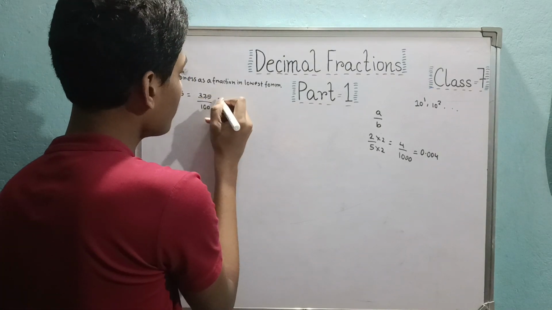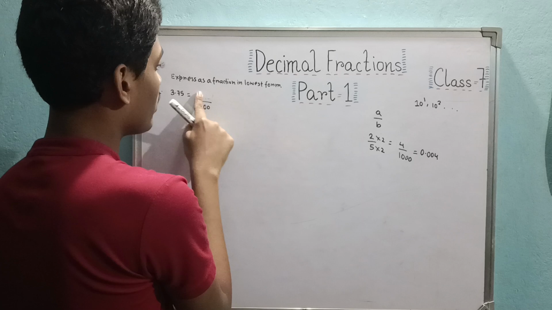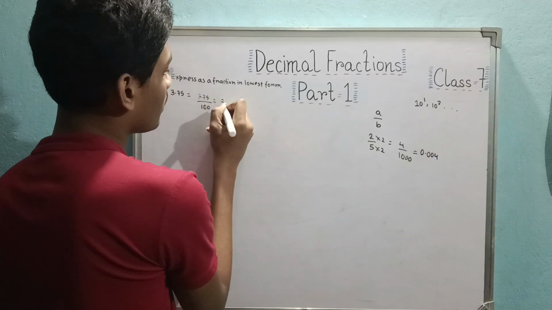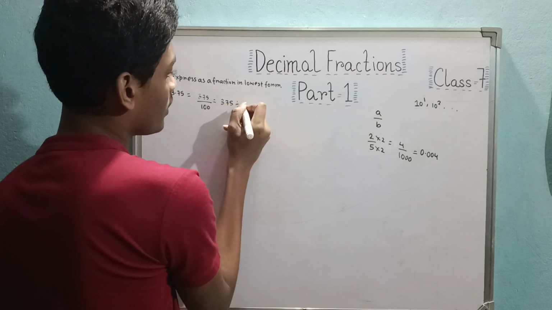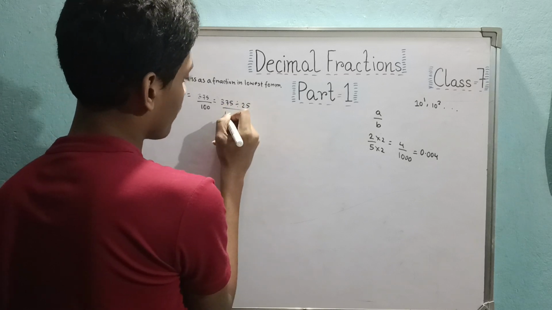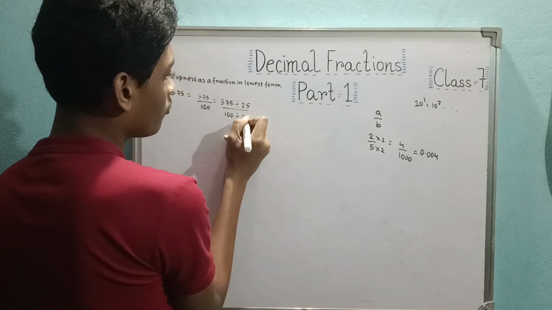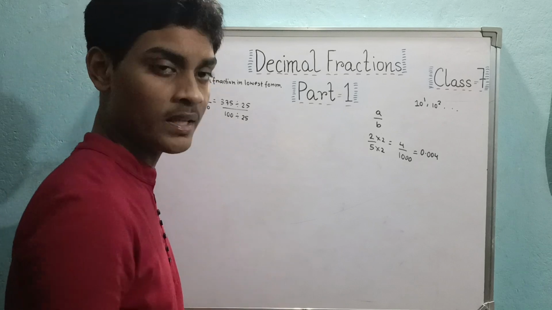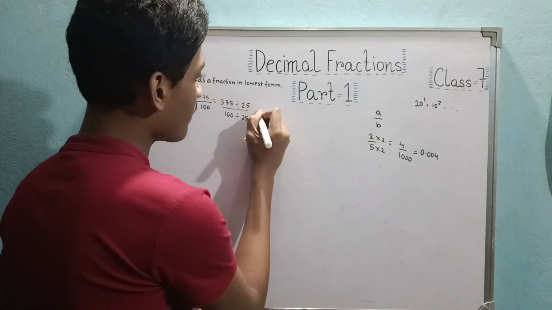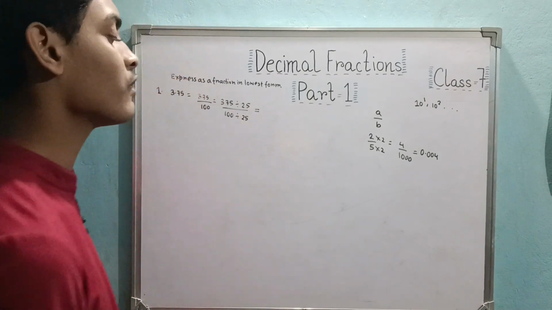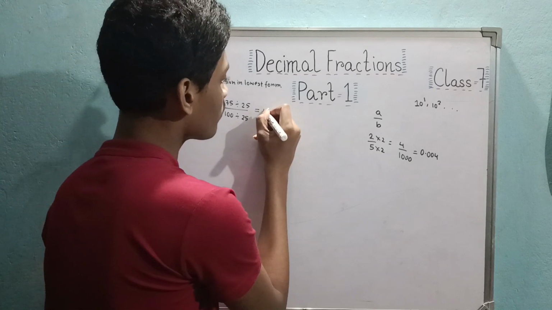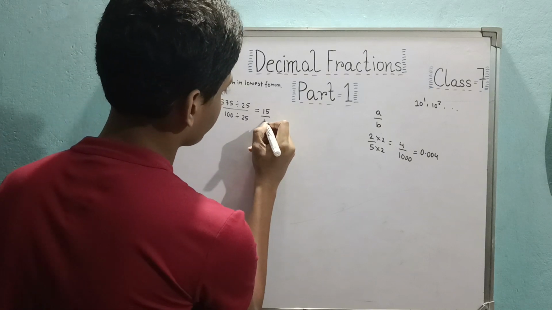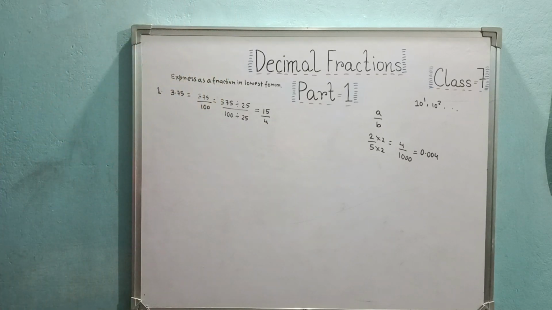I will just properly write it for you. Equal to 375 by 25 divided by 100 by 25. You have to get the highest common factor of the numerator and denominator and divide each of them by that highest common factor. 375 by 25 is equal to, let me just calculate, 15. And 100 by 25 is 4. So that is the answer of this question.